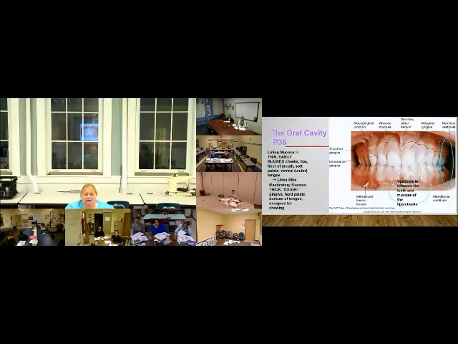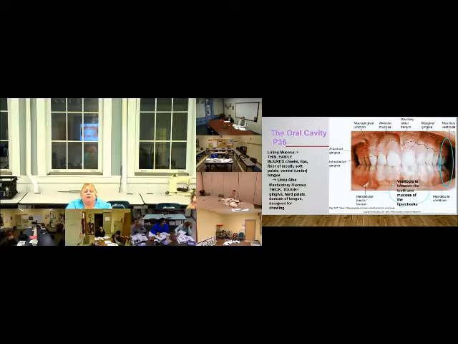So the oral cavity is divided into the vestibule and the oral cavity proper. The vestibule is the space between the cheeks and lips and the teeth. So if you close your teeth together, all of this stuff here is vestibule. So once you open your teeth, then you're in the oral cavity proper. And the oral cavity proper has the tongue and the palate.